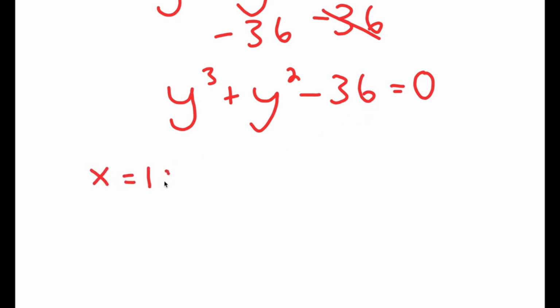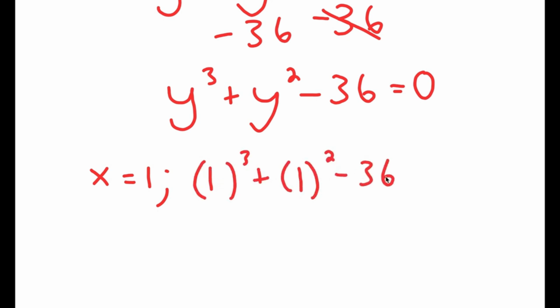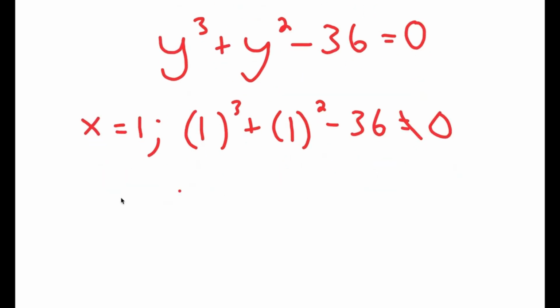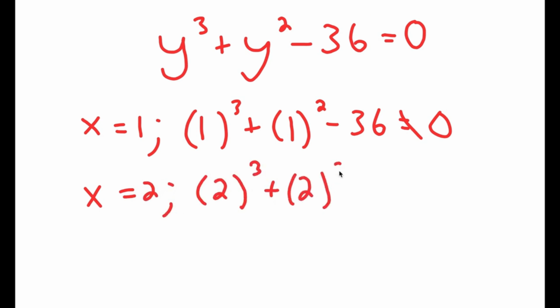So we're going to first plug in y equals 1, and if y equals 1, we get 1 to the power of 3 plus 1 squared minus 36, which is equal to 2 minus 36, which does not equal 0. For y equals 2, I get 2 to the power of 3 plus 2 squared minus 36, which is equal to 8 plus 4, which is 12 minus 36, which again does not equal 0.